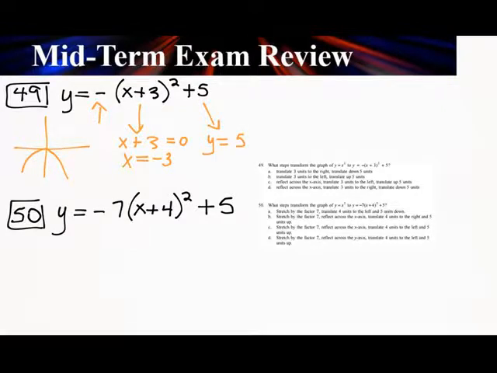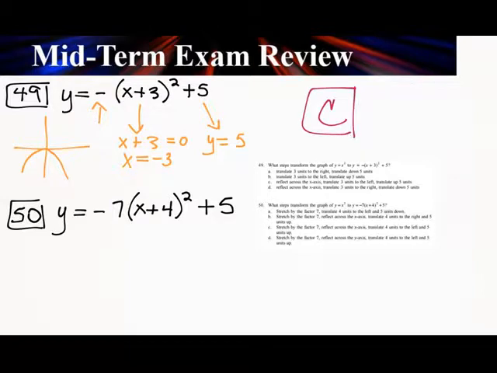If we're reflecting across the x-axis, moving left 3 and up 5, then our answer should be C: reflect across the x-axis, translate 3 units to the left, and translate up 5. So our answer is C.